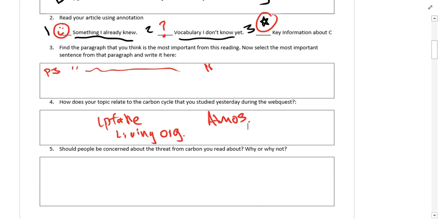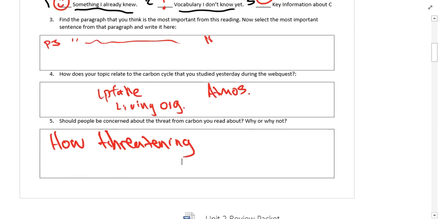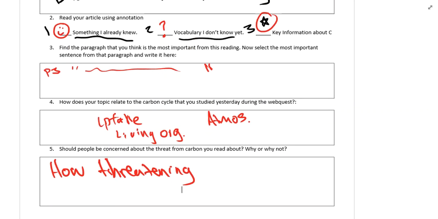And then number 5 should be, should people be concerned? So this is where you're going to talk about how threatening it is. And your ultimate job today is to look through all of these 4 different threats from carbon, and they all have their own problems, but which one is the most threatening? Like if we're going to take action as a society, which one do we need to be the most concerned about? Good luck.